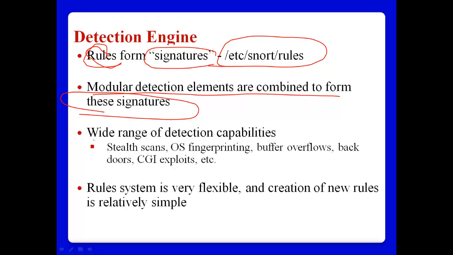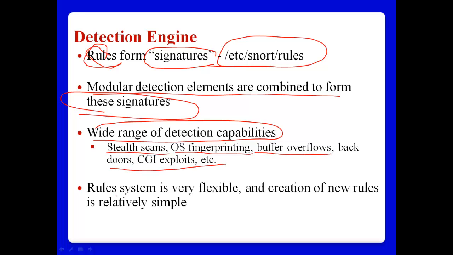And also the detection engine provides a wide range of detection capabilities, such as stealth scan, OS fingerprinting, buffer overflow, backdoors, and CGI. And the rules system is very flexible. It means anytime we can add or delete rules, or sometimes we can create new rules. So you can say this is a very flexible and simple rules system to control and manage.